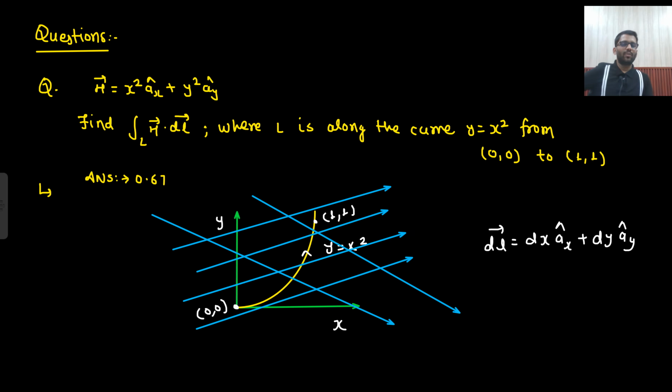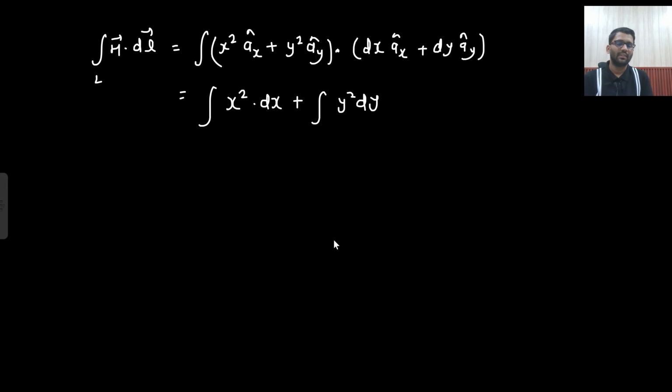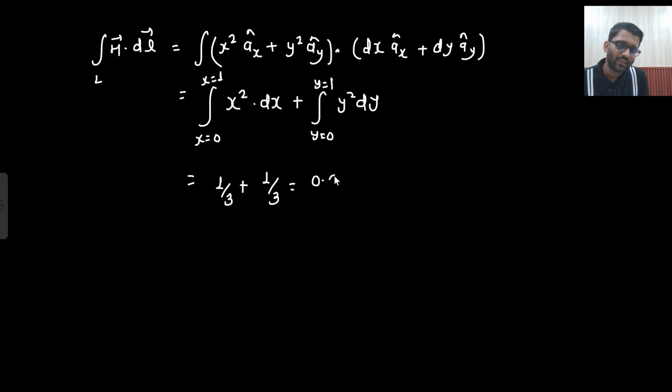Now what is the common mistake that you can make? What you will think is, sir, x is changing from 0 to 1 and y is changing from 0 to 1. So now I can put the limits that x is changing from 0 to 1 and y is changing from 0 to 1. Then I can solve it. What are you going to get? 1 by 3 plus 1 by 3, 0.67. Luckily you got the correct answer here, but this thing is wrong.